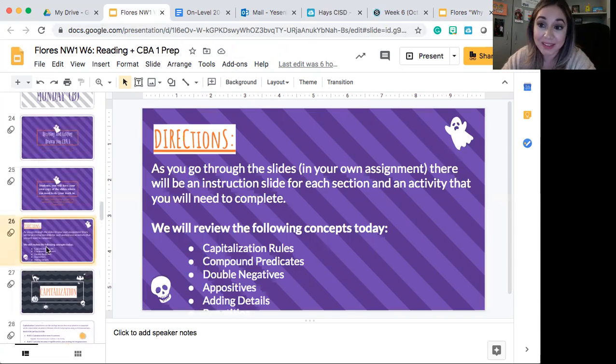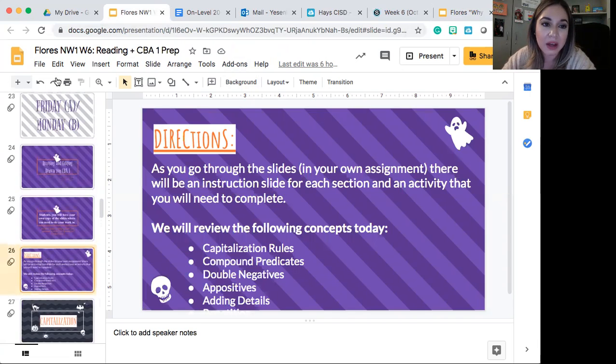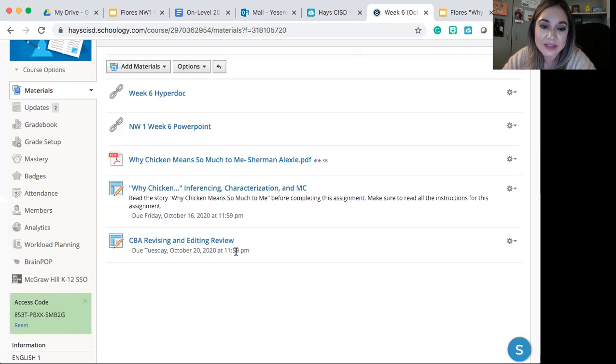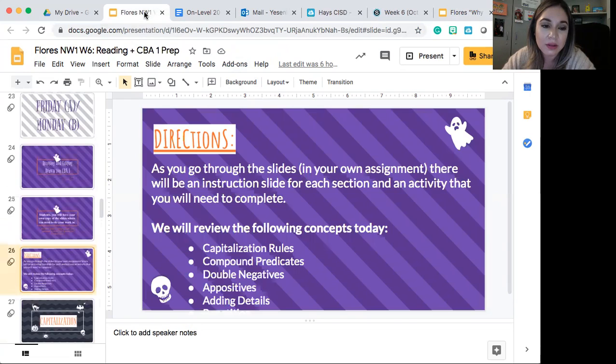this, if not identical. Now, this one here that says Flores 9 weeks 1, week 6, this is my copy, but when you click on this assignment, you'll have your own individual copy. So what you're doing here is you're going to go through your slides in your own assignment, and you will have instructions on each slide, and then you'll have an activity that follows. So you're reviewing these concepts here.